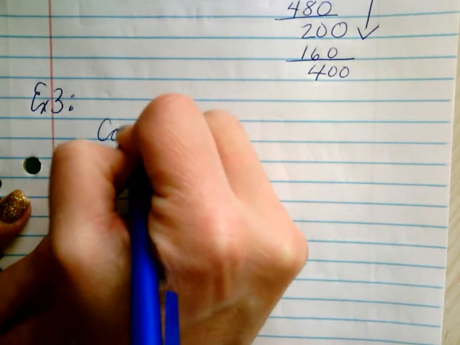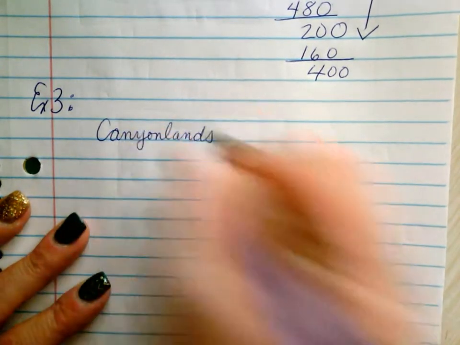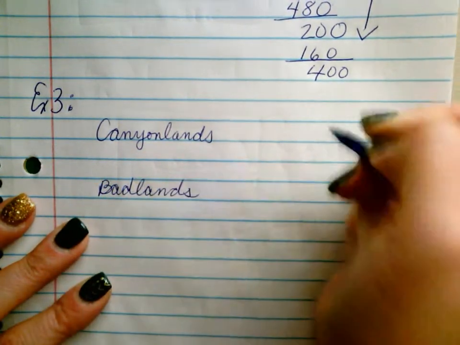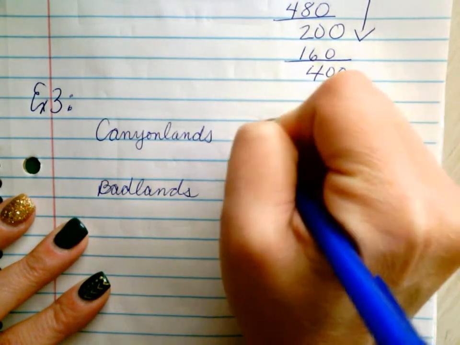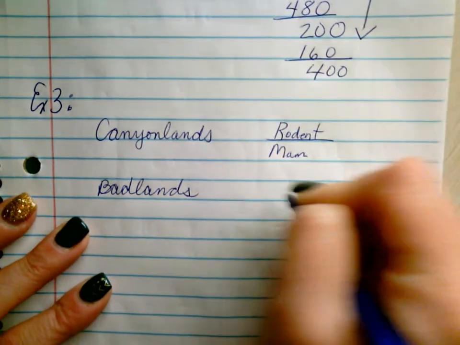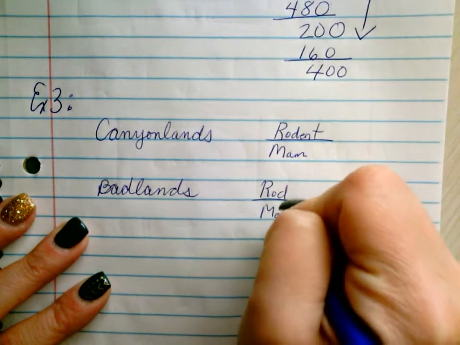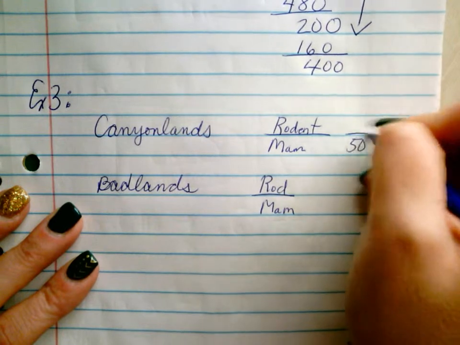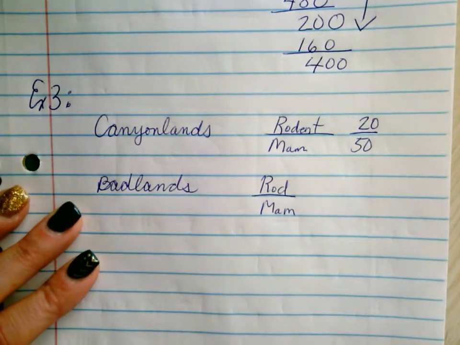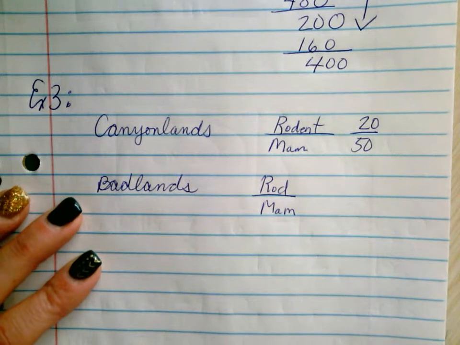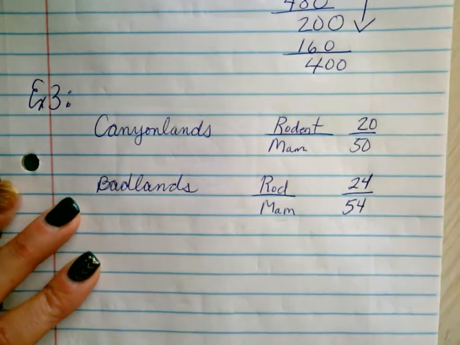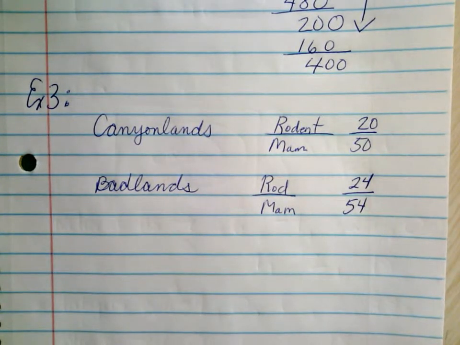They're comparing Canyonlands rodents with the Badlands rodents. So they're doing rodents over mammal and rodents over mammal. In Canyonland, out of the 50, 20 of them are mammals. Reduce it, you got 2/5. In the Badlands, out of the 54, 24 of them are mammals. Divide the numerator by denominator and see what you get.